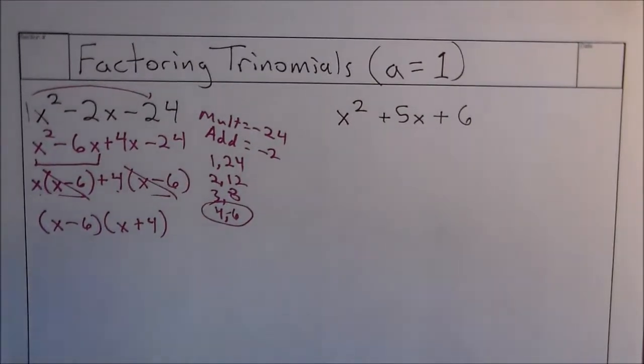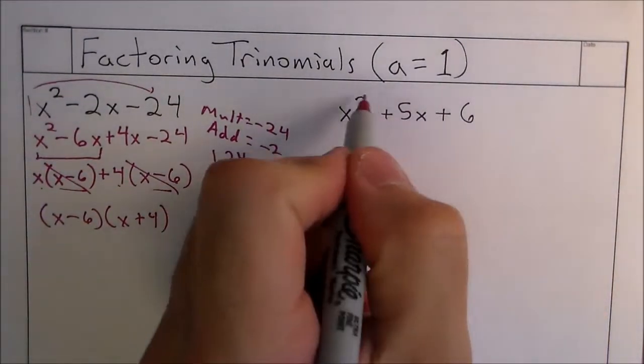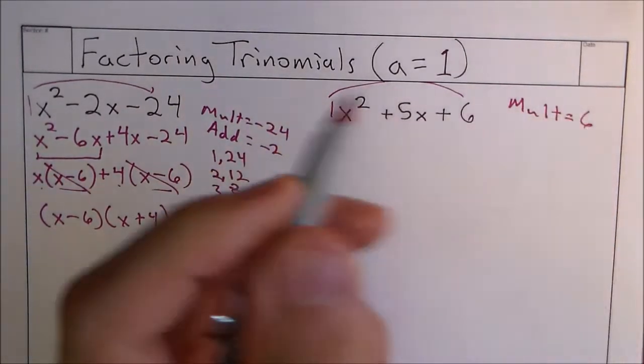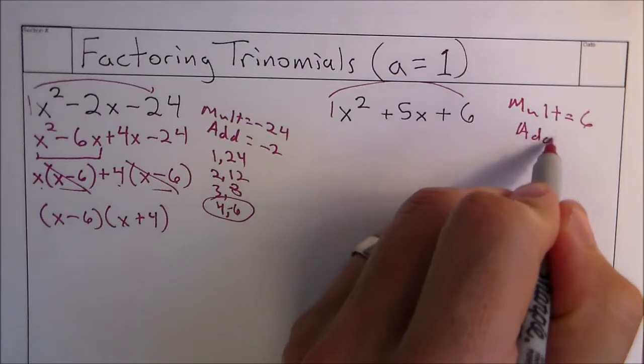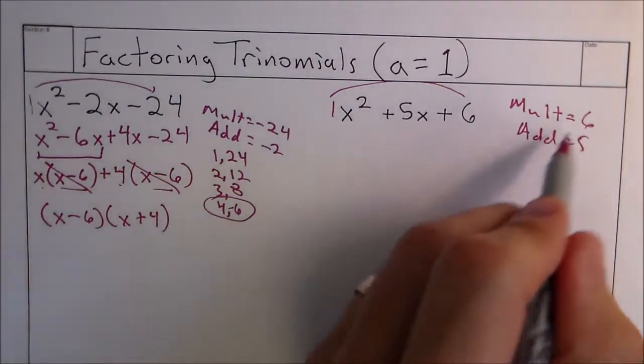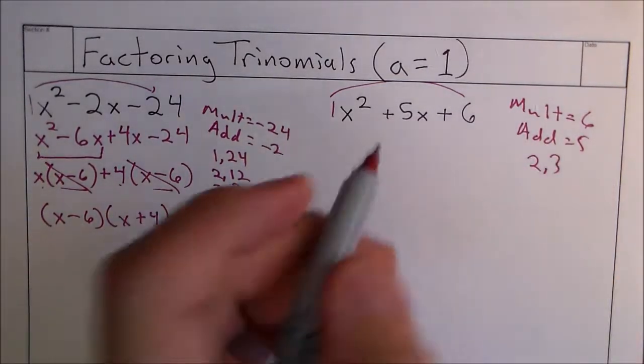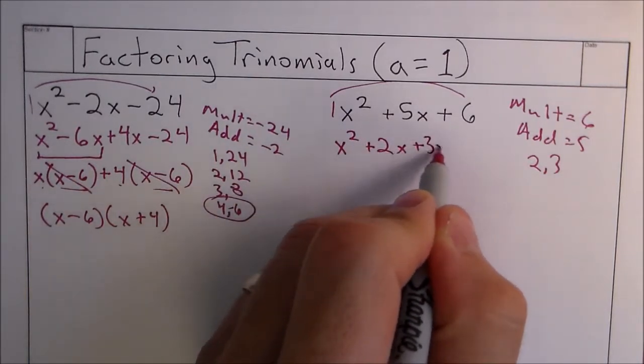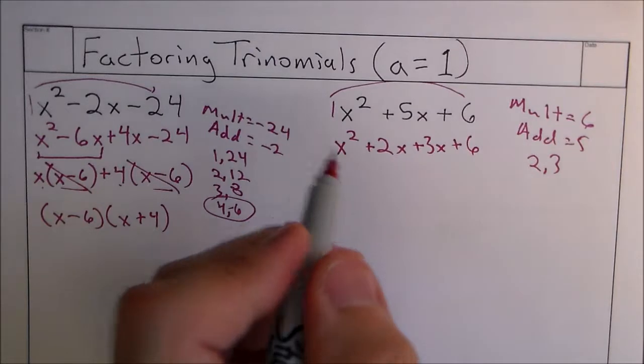Let's do that again. x squared plus 5x plus 6. 1 times 6, and that adds to 5. Well, 6 is 2 times 3. That adds to 5. So we're going to go x squared plus 2x plus 3x plus 6.